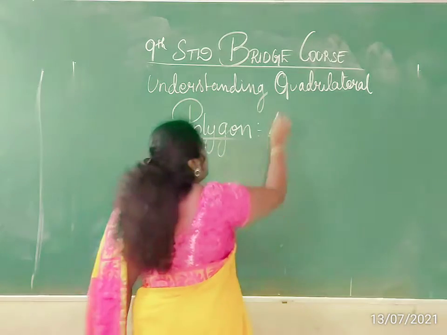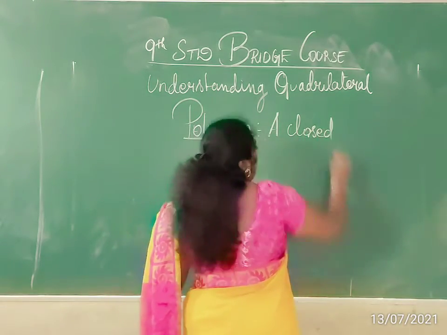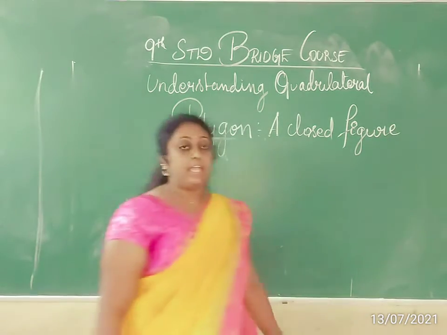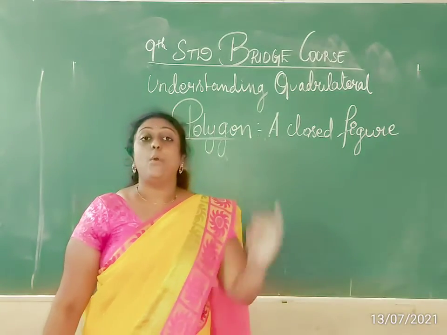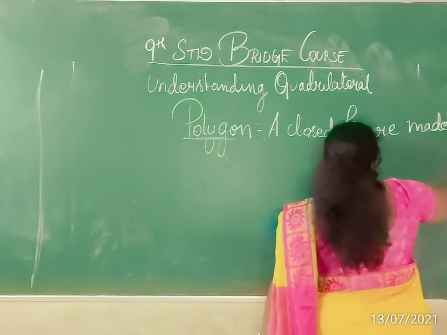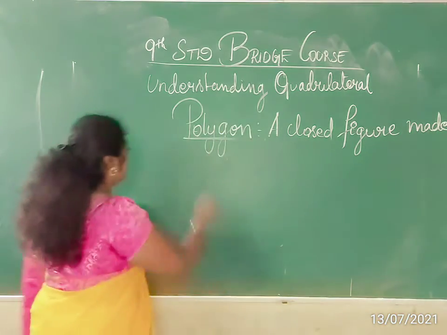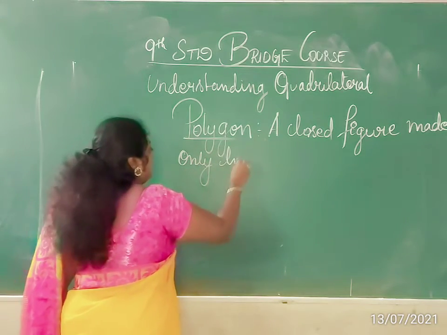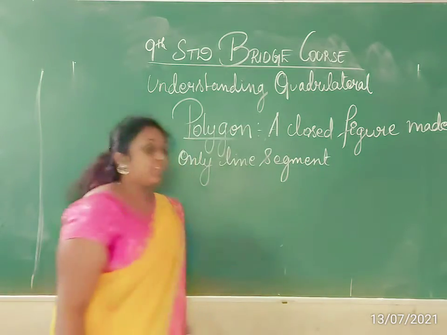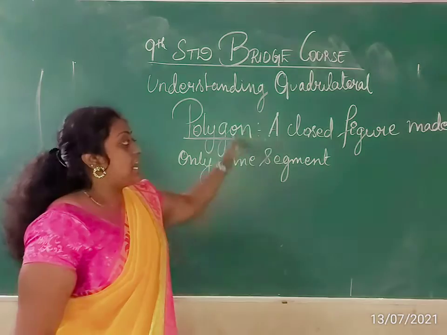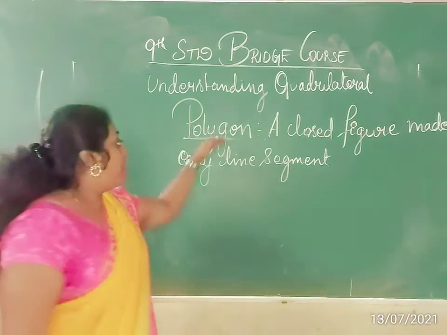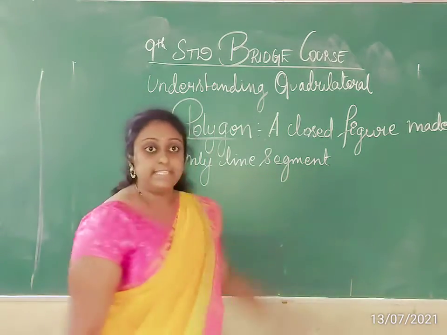Listen here. A closed figure made of only line segments. So a polygon is a closed figure made of only line segments. Now this is your definition for polygon. But before that, you should know what a line segment is, isn't it?